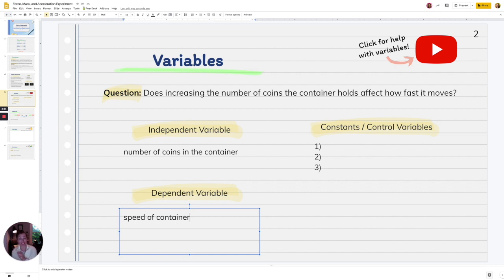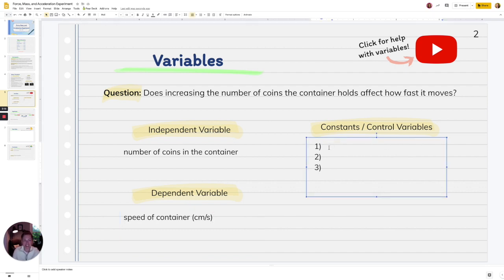Now in this experiment, you're going to be measuring the number of seconds it takes for the container to travel 50 centimeters. So if it's distance divided by time, this is centimeters divided by seconds, because it's 50 centimeters in some unknown amount of seconds. So our units are centimeters per second. We write that like this: cm for centimeters, a dash which shows divided by, we say this as per, and then s for seconds. So speed of container, centimeters per second, is our dependent variable.